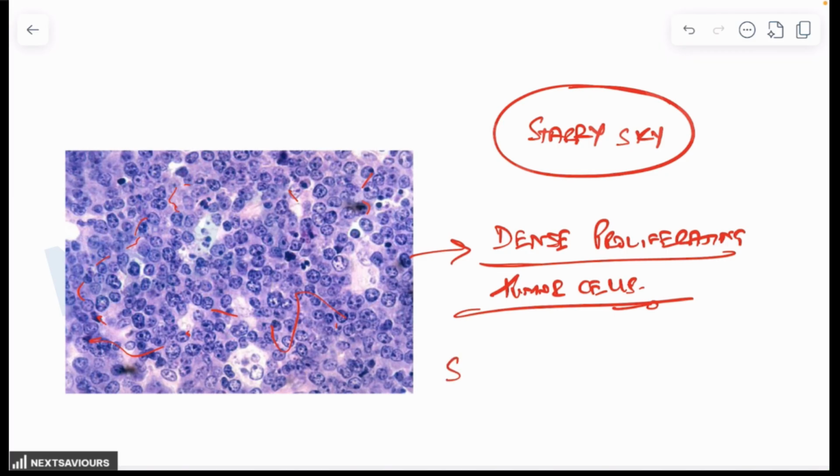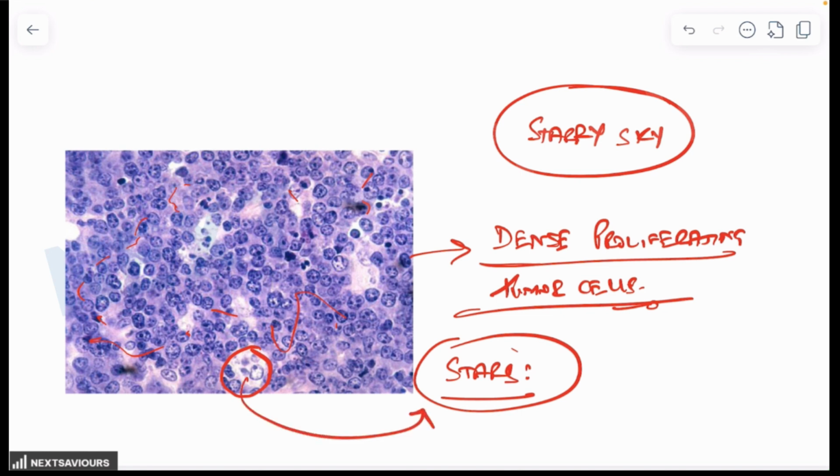And what are the stars in this case? These are numerous tingible body macrophages. So these are the macrophages with ingested apoptotic debris, and they are appearing as a pale round space. So these are the stars, and this is how it gets its feature, that is a starry sky appearance. Starry sky appearance is the feature of Burkitt's lymphoma.